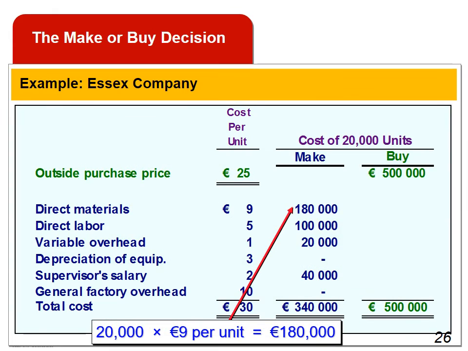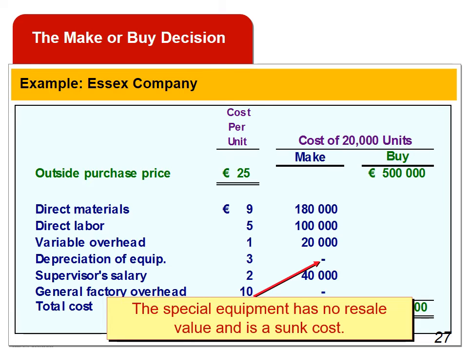The avoidable costs associated with making Part 4A include direct materials, direct labor, variable overhead, and the supervisor's salary. The depreciation of special equipment represents a sunk cost. Furthermore, the equipment has no resale value, thus the special equipment and its associated depreciation expense are irrelevant to the decision. Remember, a sunk cost is a cost that has already been incurred and cannot be avoided regardless of what a manager decides to do.